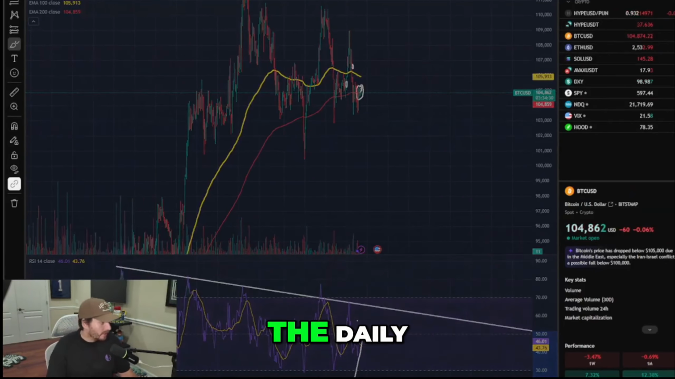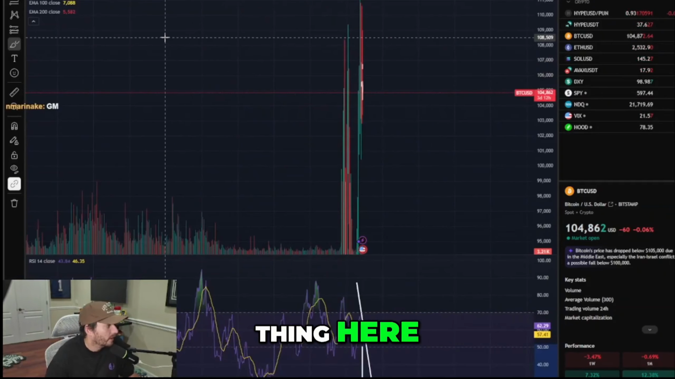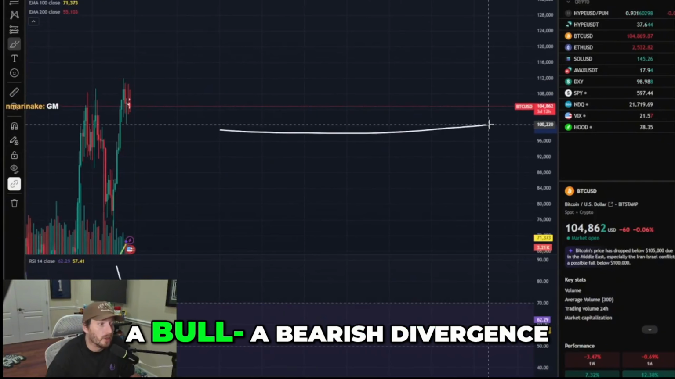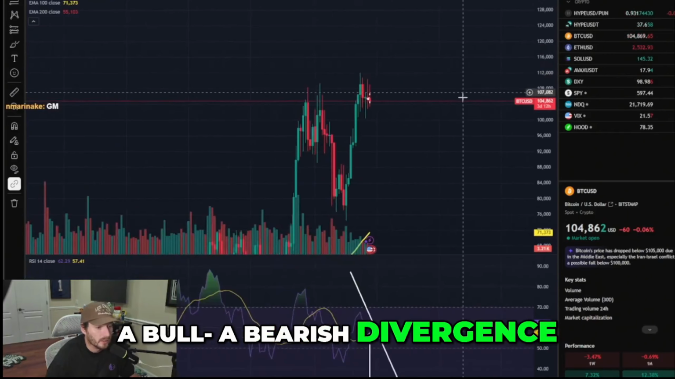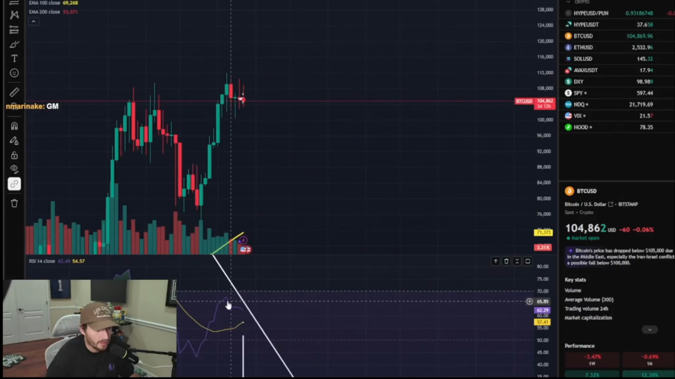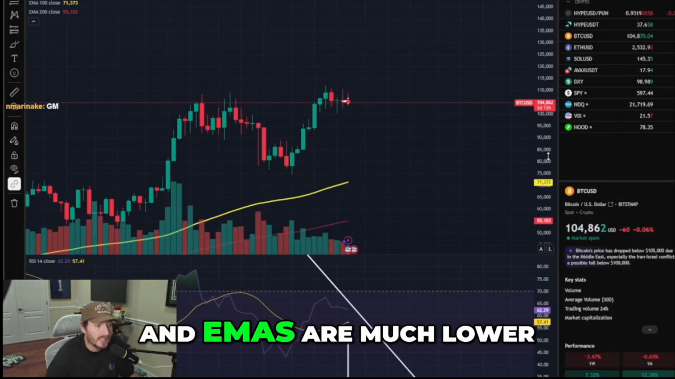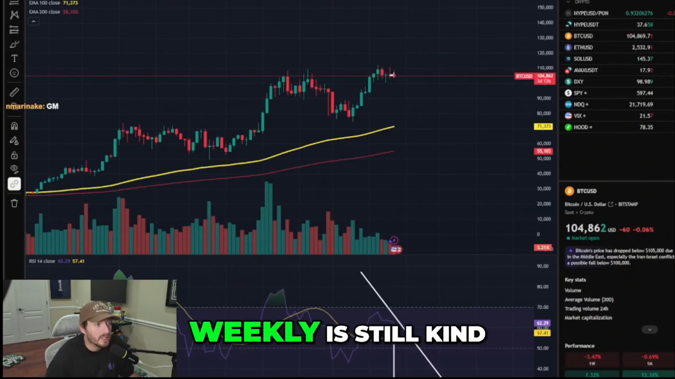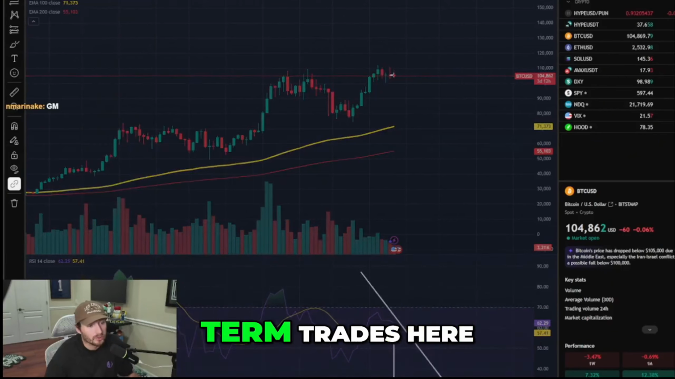So now that's the one thing. The daily is one thing here. Even the weekly. So weekly is showing a bearish divergence. You see RSI is still high, and EMAs are much lower. Weekly is still kind of like far out. We're looking for shorter term trades here.